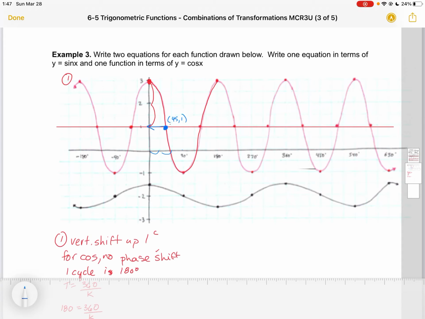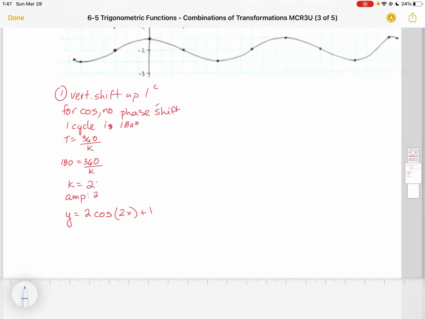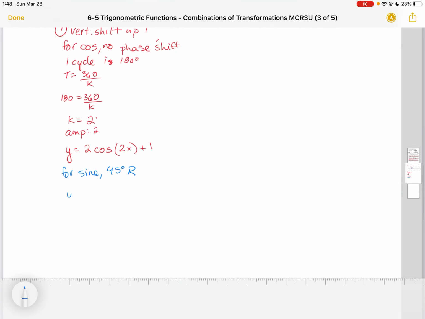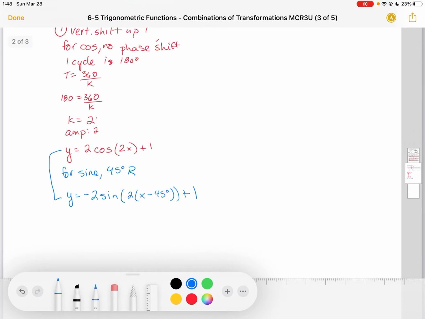So that means that I would have shifted my original sine function by 45 degrees to the right. Okay, so for sine, I've got 45 degrees right. I also notice that I'm coming down to a minimum first. That tells me that I'm also going to have a reflection. So my sine would look like this. I would have negative 2 sine of 2x minus 45 degrees plus 1. Those two equations would be the same graph.